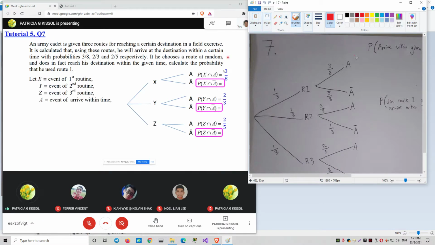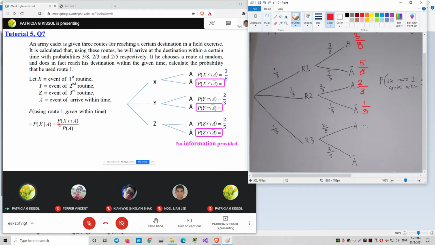Based on the answer we have here, all these are not given in the question, but you can calculate it. That means this would be 5/8, 1/3, and 3/5. But we will not use it because from here, the probability of using route 1 given within time, that means probability of X given A, is based on conditional probability is probability of X and A divided by probability of A.